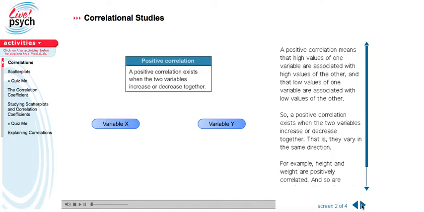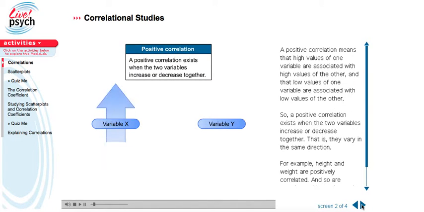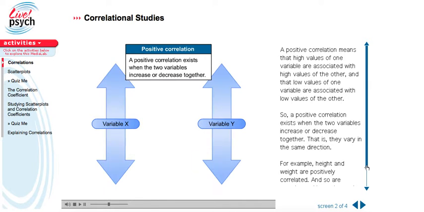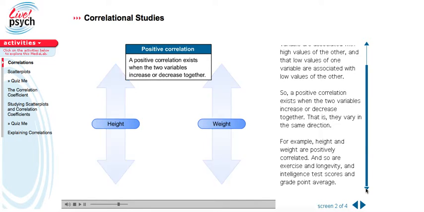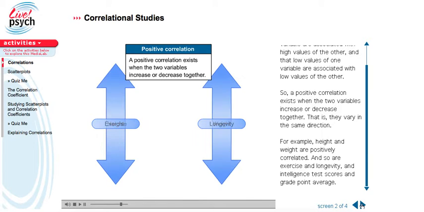A positive correlation means that high values of one variable are associated with high values of the other, and that low values of one variable are associated with low values of the other. So, a positive correlation exists when the two variables increase or decrease together. That is, they vary in the same direction. For example, height and weight are positively correlated, and so are exercise and longevity, and intelligence test scores and grade point average.